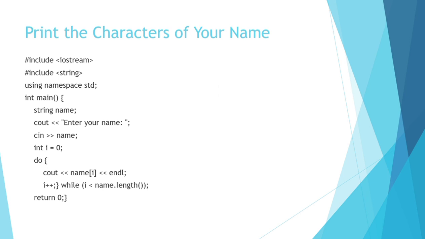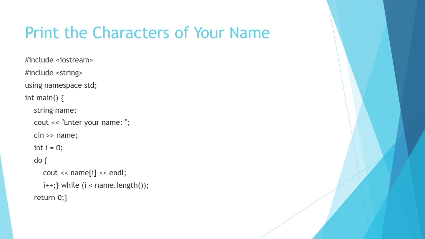Print the characters of your name. string name. This declares a variable name of type string. The string type is used to store sequences of characters. Initially, it's an empty string. cout is used to output text to the screen. Here, it prompts the user to enter your name. cin reads user input from the console. The value entered by the user is stored in the name variable.